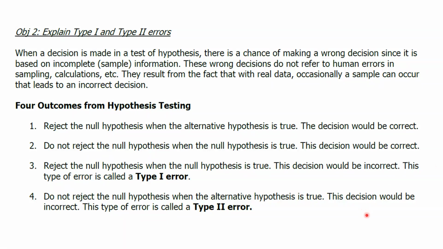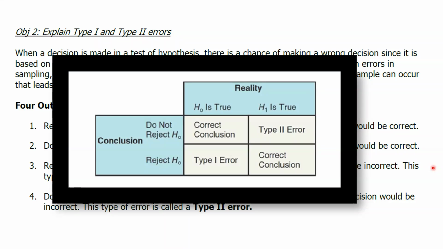And the fourth one: do not reject the null hypothesis when the alternative hypothesis is true. This decision would also be incorrect, and this type of error is a type 2 error. An example for this would be the defendant is guilty, but we let them go. Guilty person walks. So here we have our visual that summarizes our errors. Okay, so we have our conclusion here: do not reject the null hypothesis or reject the null hypothesis, and the reality.